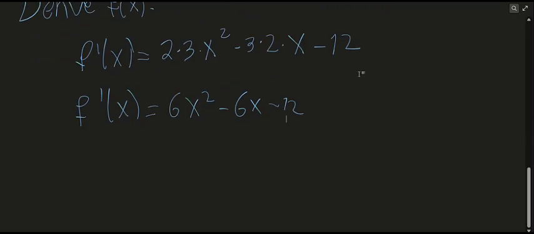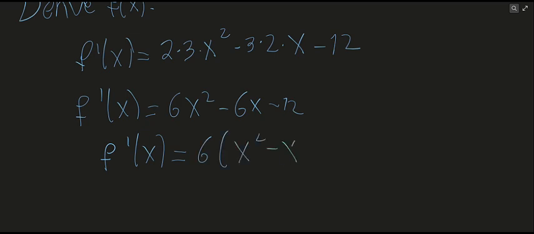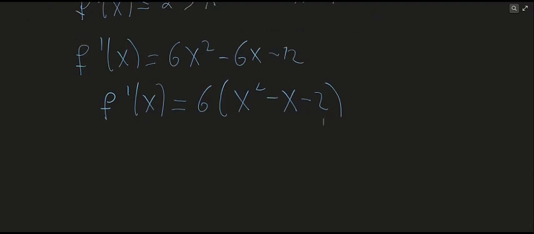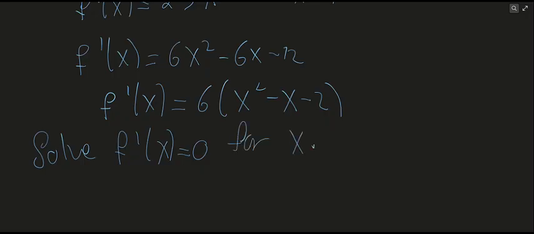Okay, let's actually factorize this. F prime of x is actually equal to 6 times x squared minus x minus 2. Good. Now, we found the derivative. The logical next step is to actually solve for the derivative being 0 to find the critical numbers. So solve f prime of x equals 0 for x. And so you solve 6 times x squared minus x minus 2 as being set equal to 0.